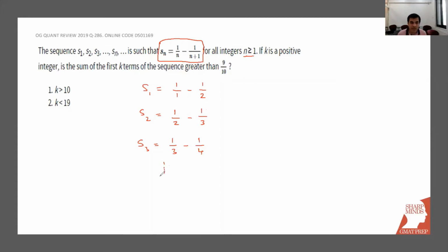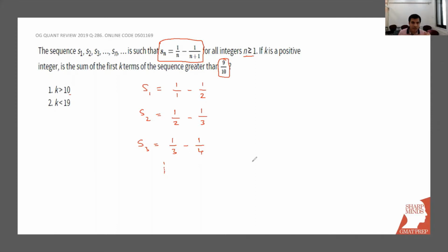The question is asking us, if k is a positive integer, is the sum of the first k terms greater than 9 over 10? This is our reference point. Statement 1 alone tells us k is greater than 10. If k is greater than 10, then on the minimum side, the lowest possible k will be 11.